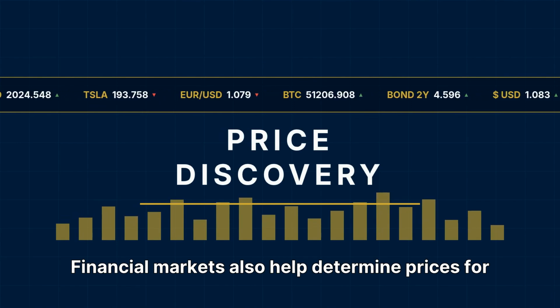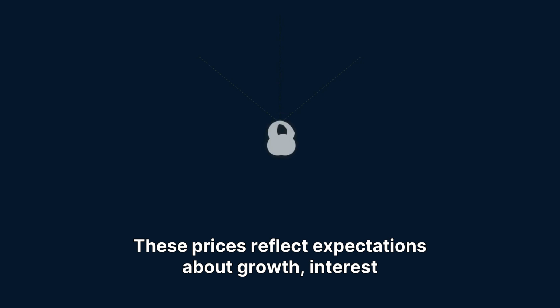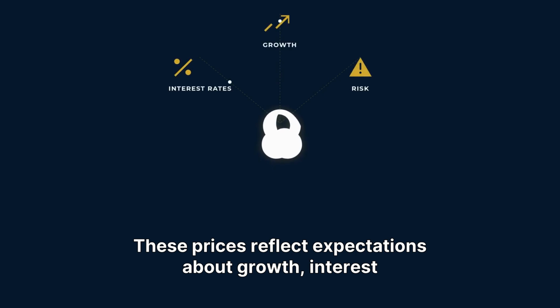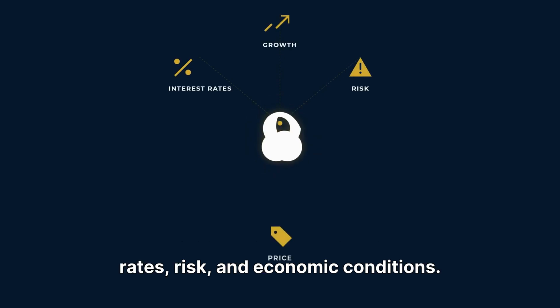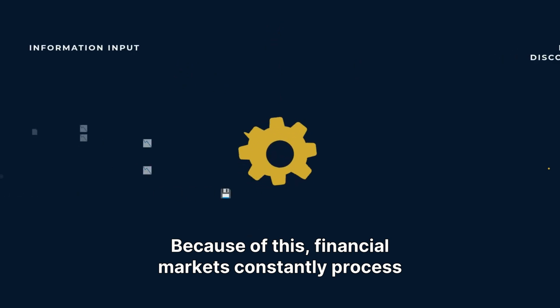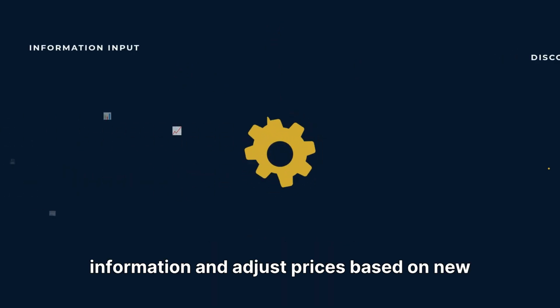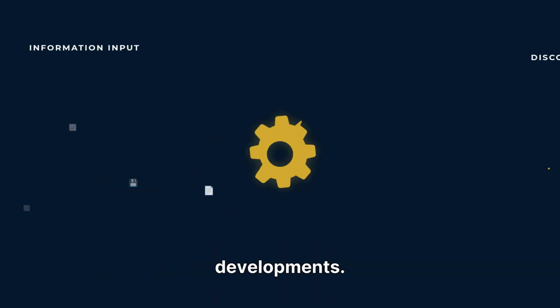Financial markets also help determine prices for assets. These prices reflect expectations about growth, interest rates, risk, and economic conditions. Because of this, financial markets constantly process information and adjust prices based on new developments.